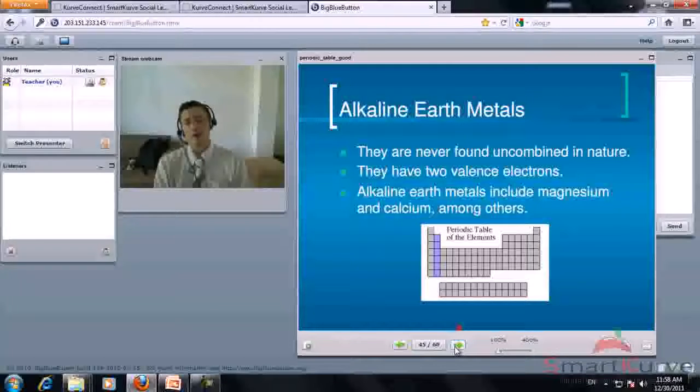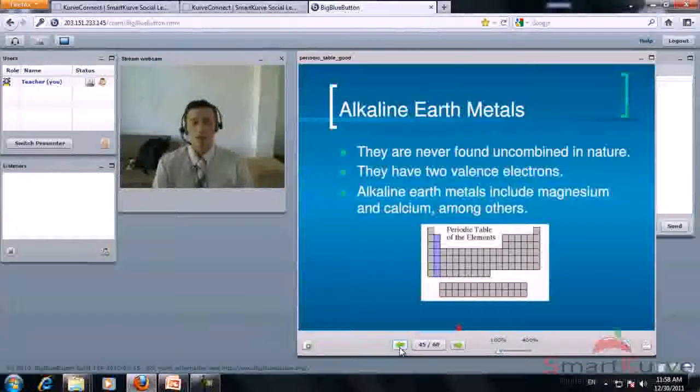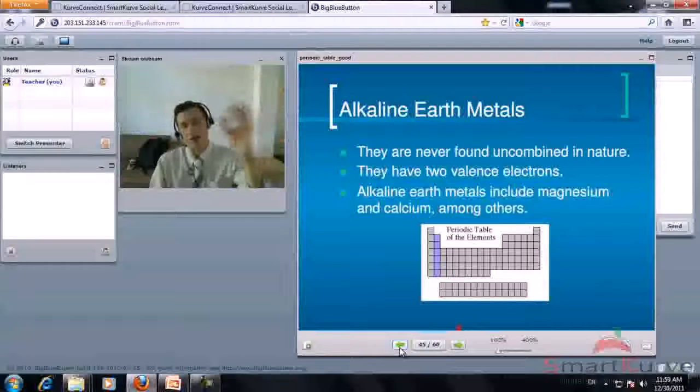Alkaline earth metals include magnesium and calcium, among others. Magnesium is also very reactive. Not as reactive as sodium. If you put magnesium into water, it will not go up in flames. It will not burn the way sodium does. But if you strike a match near a strip of magnesium, it will burn very, very quickly. It will burn very bright and very quickly.